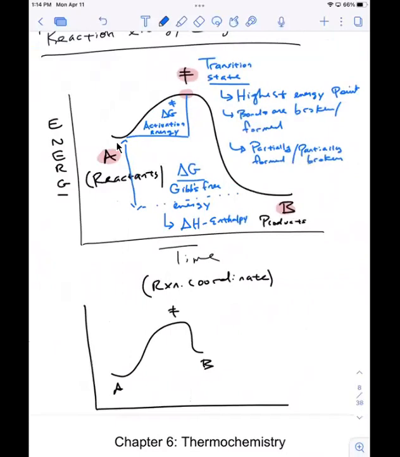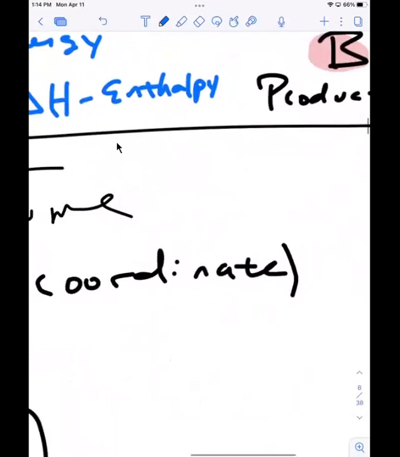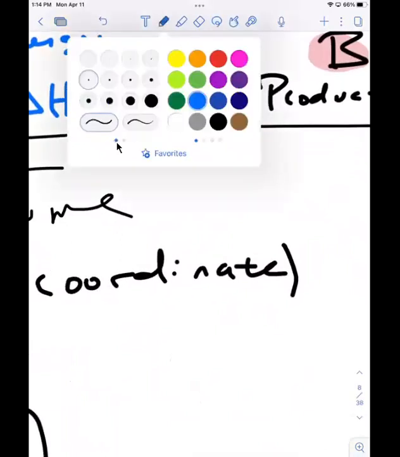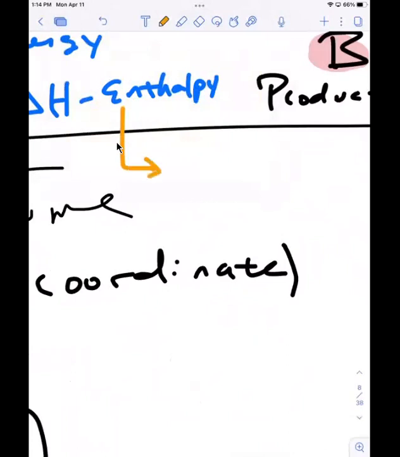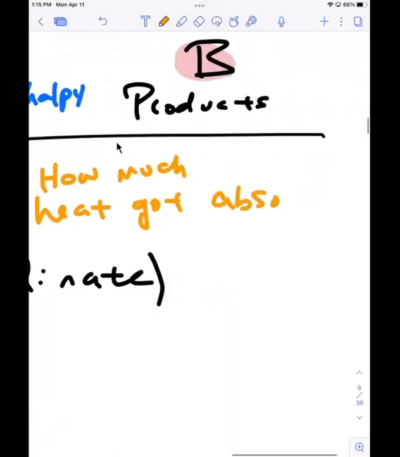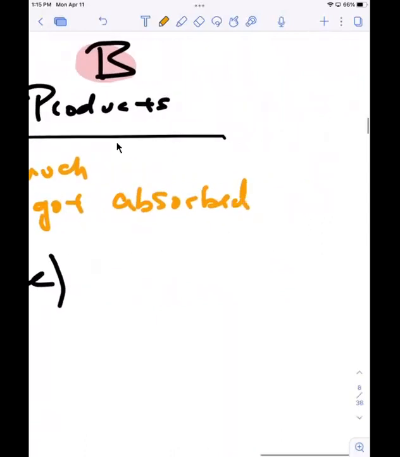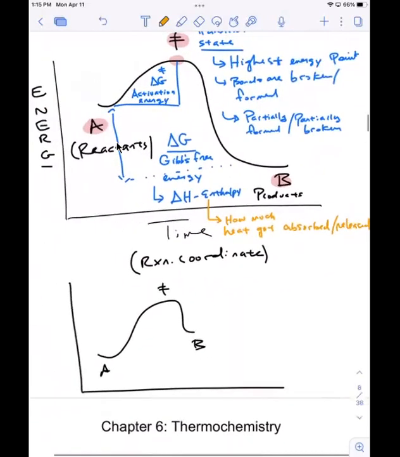So the enthalpy is the heat of the reaction, how much heat got absorbed or how much got released. So let me give you that definition down here. Right, so how much heat gets absorbed or released, that's that gap between the reactants and the products. And if you notice here, the products are lower in energy.